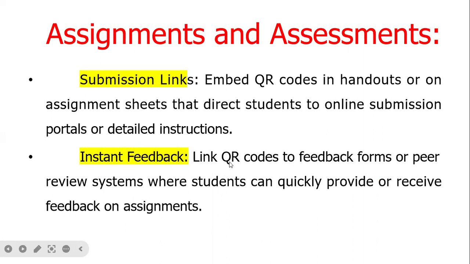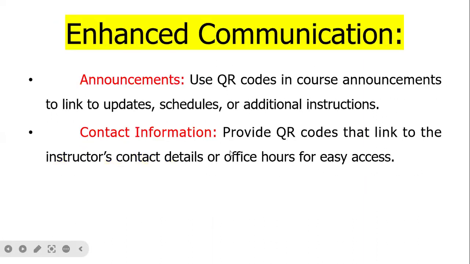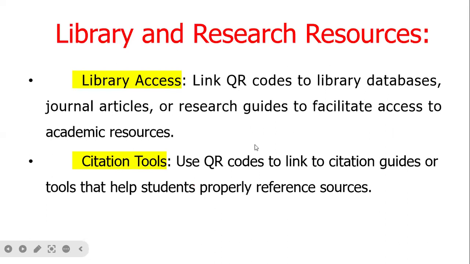Student feedback: link QR codes to feedback forms or peer review systems where students can quickly provide or receive feedback on assignments. Enhanced communication, announcements: use QR codes in course announcements to link to agendas, schedules, or additional instructions. Contact information: provide QR codes that link to structured contact details or office hours for easy access. Library and resource access: link QR codes to library databases, journals, articles, or research guides to facilitate access to academic resources.